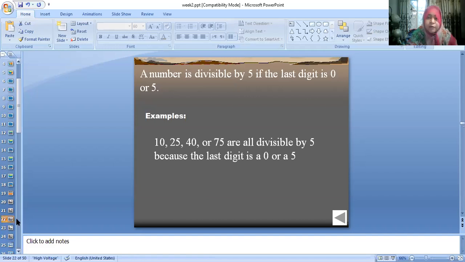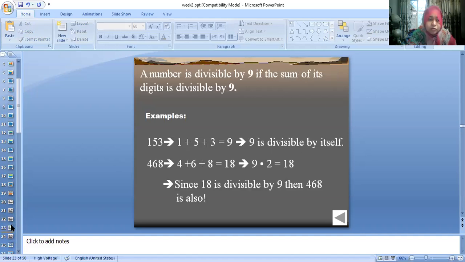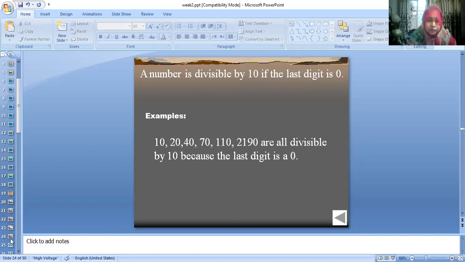So I would recommend that for the rule of 7 you should divide the number by 7 to see whether it is divisible by 7 or not. After that we are going to look at the rules of 9 and 10. Again, we just need the rule of 11.